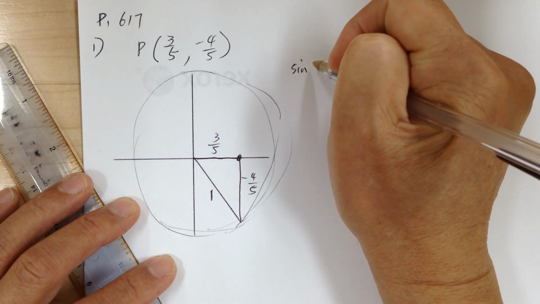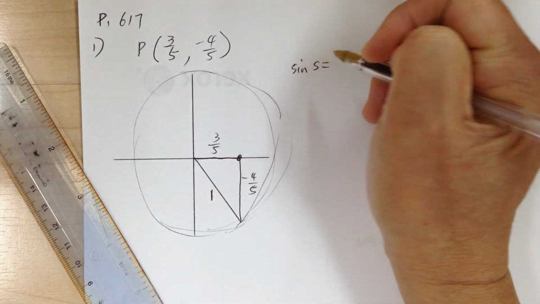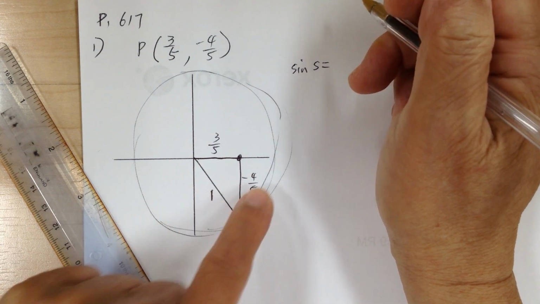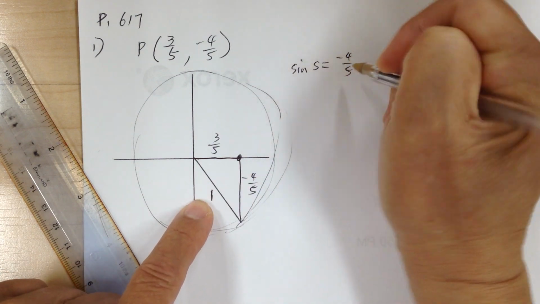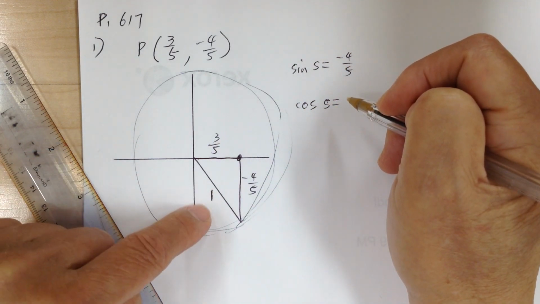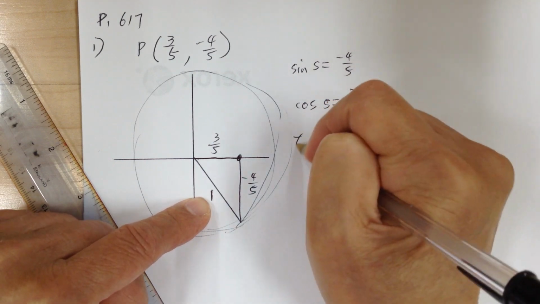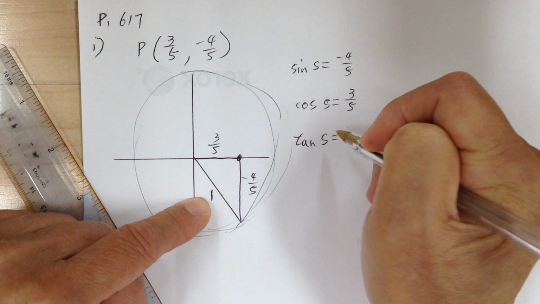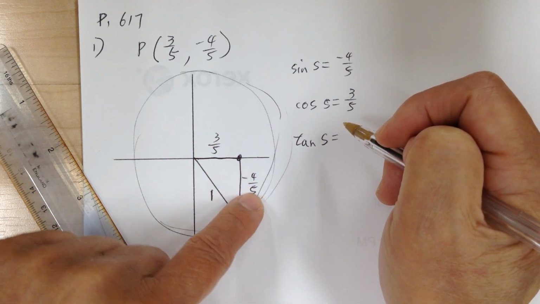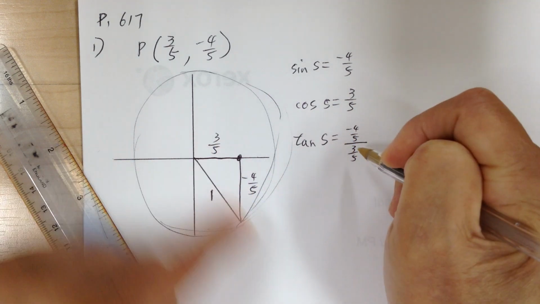So sine of s. Okay, so sine is vertical over hypotenuse. So this over there will give you negative 4/5. Cosine of s. Cosine is horizontal, or the x over the radius, so it will be 3/5. Okay, tangent is sine over cosine, or the vertical over horizontal. So it's going to be negative 4/5 over 3/5.